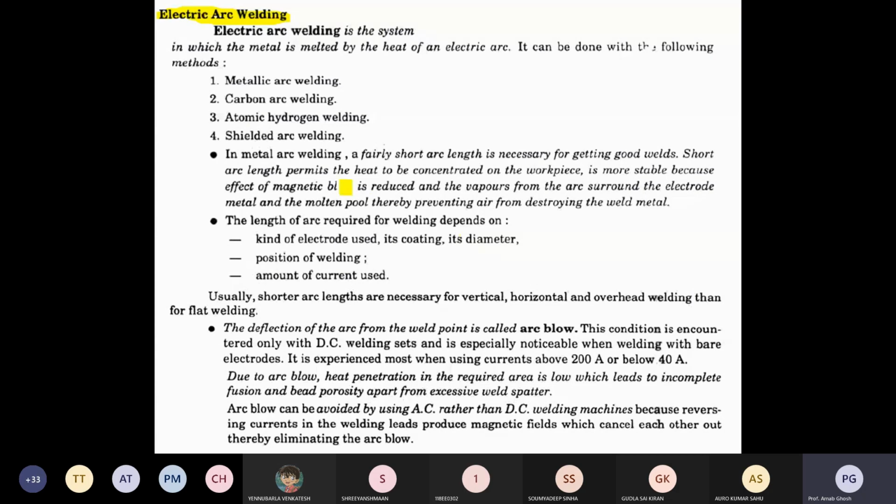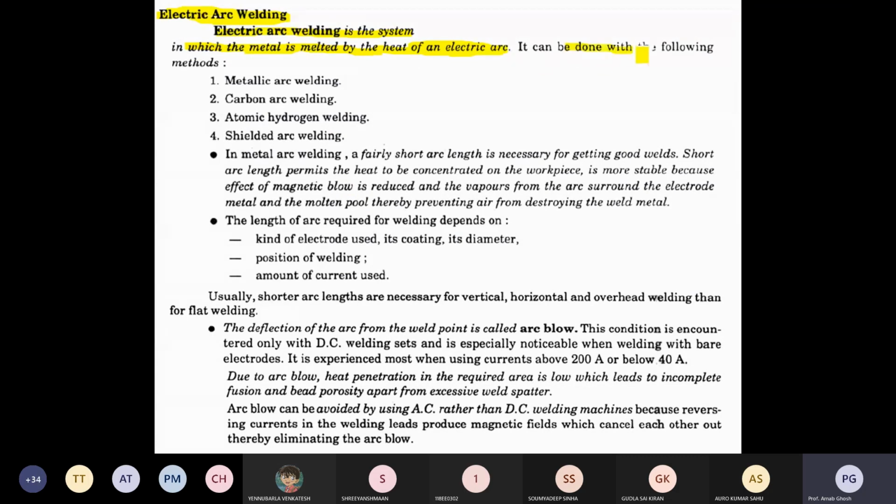Okay, so here you are using electricity to produce that arc. That's the basic motivation of electrical arc welding. So what is that system? It is a system in which the metal is melted by the heat of an electric arc. The electric arc is developed, and due to that arc, the metal is melted.